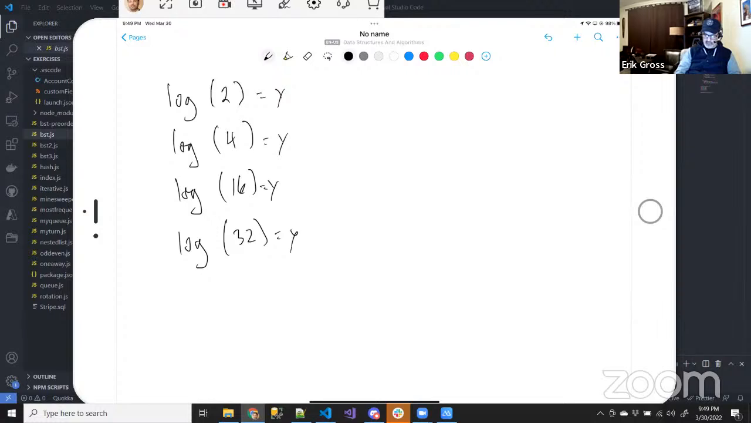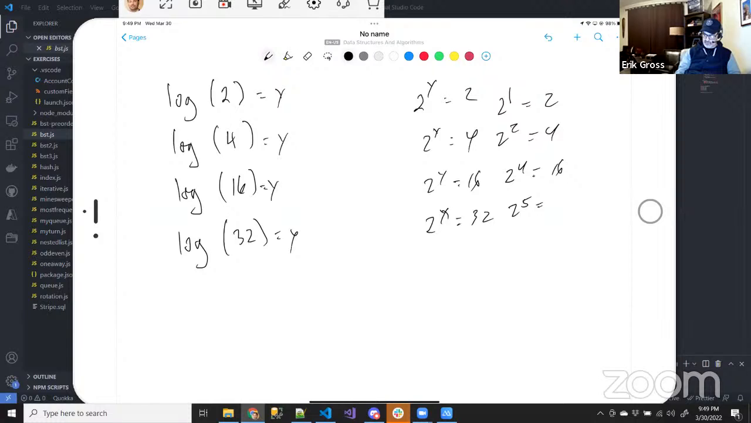Well, we know that this is 2 to the power of y equals whatever we have. 2 to the power of y equals 4. 2 to the power of y equals 16. 2 to the power of y equals 32. Well, we can do this. 2 to the power of 1 equals 2. 2 to the power of 2 equals 4. 2 to the power of 4 equals 16. 2 to the power of 5 equals 32.